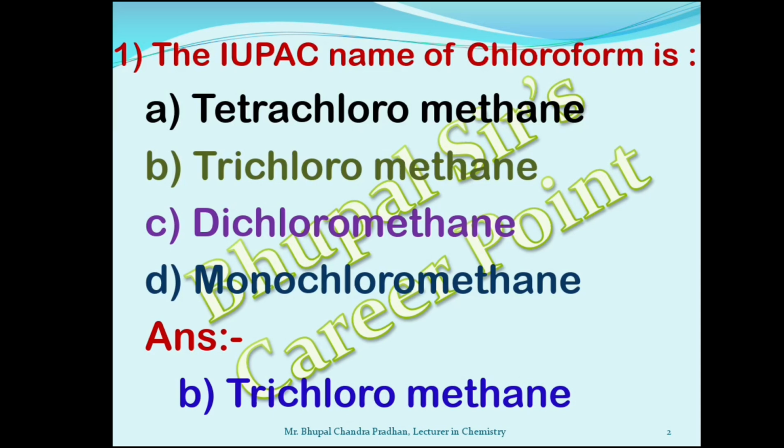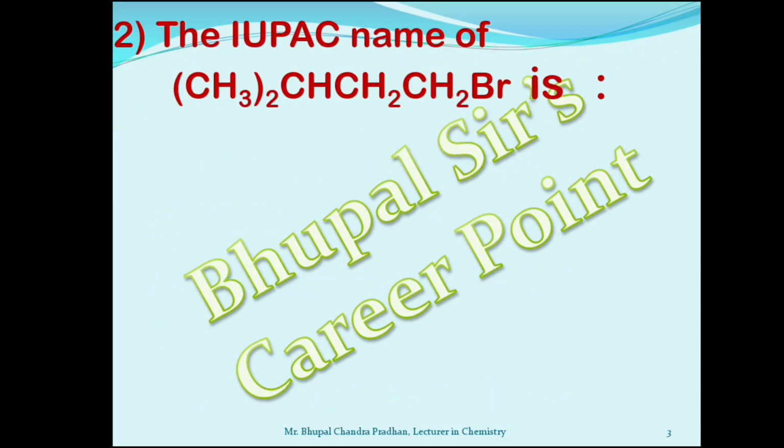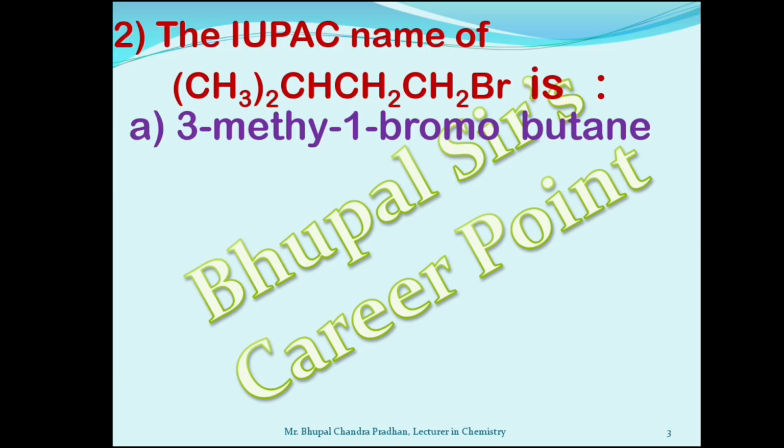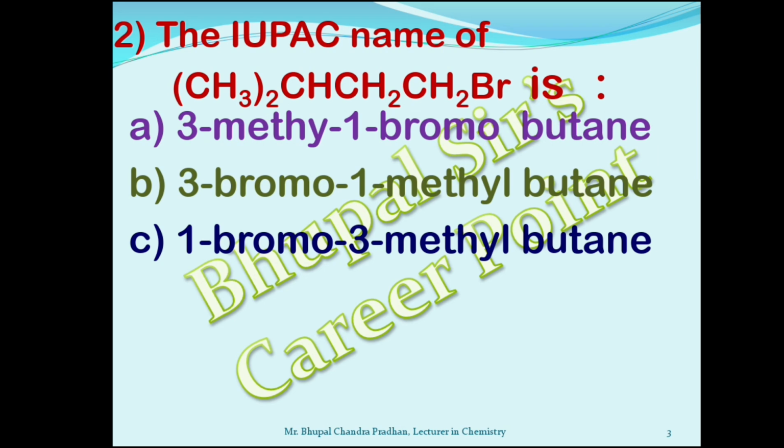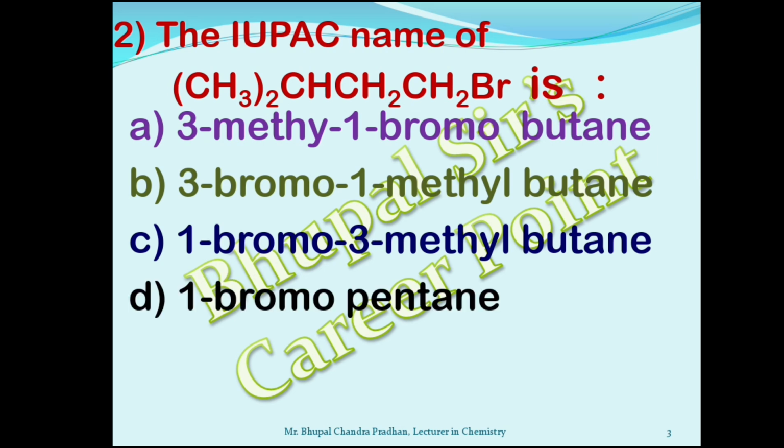Now the next question, question number 2. The IUPAC name of CH3CH2CH2Br is dash. Option 1, 3-methyl 1-bromobutane. Option 2, 3-bromo 1-methylbutane. Option C, 1-bromo 3-methylbutane, and option D, 1-bromopentane.